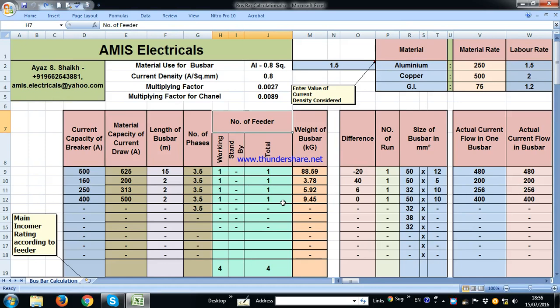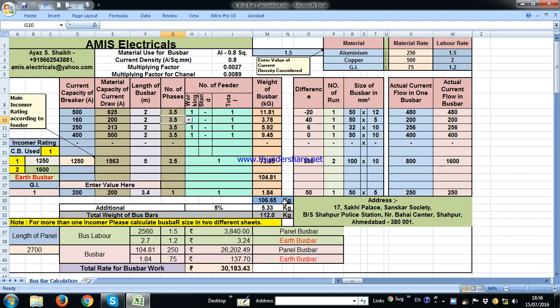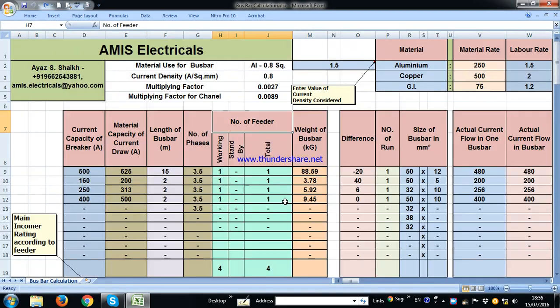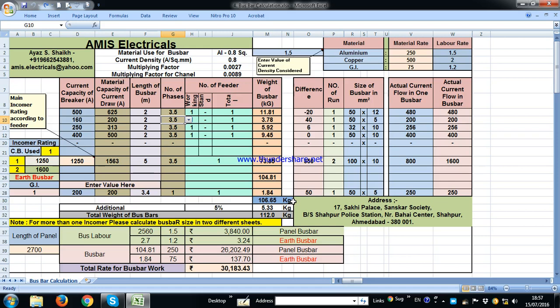We have developed an Excel sheet for the calculation of busbar. Here we are showing you an Excel sheet for the calculation of the busbar. This sheet is the main sheet for the calculation of the busbar. This is the introduction, and for the introduction we have to sort it in this format. In this format we are using the material used for the busbar, current density, and multiplying factor for channels.